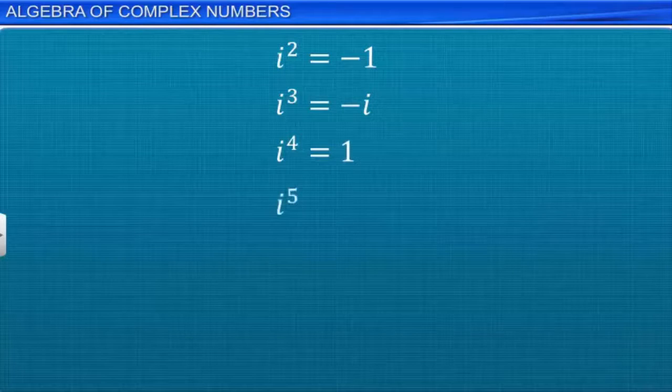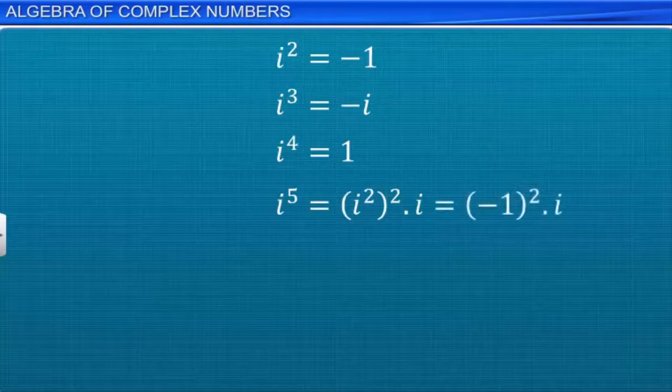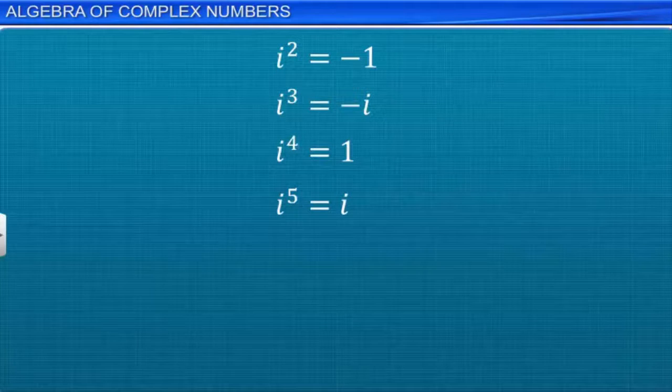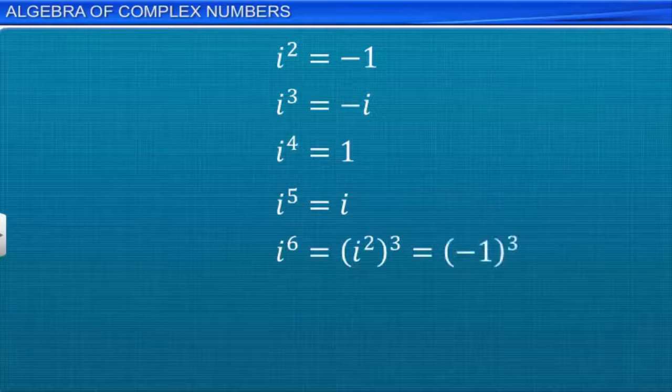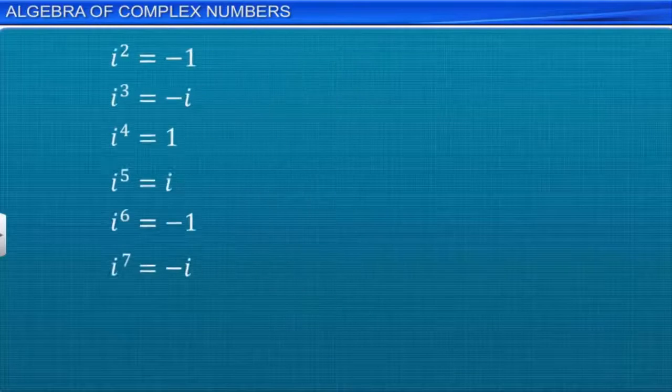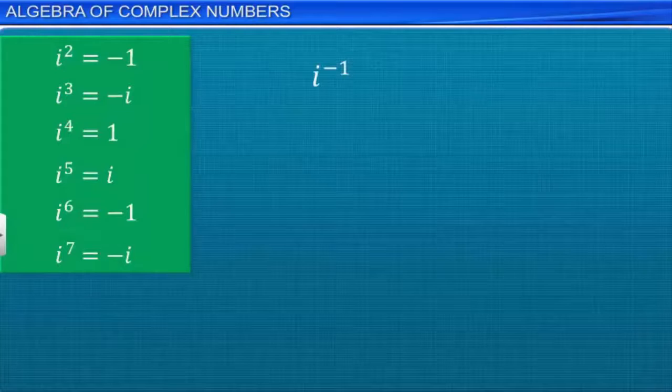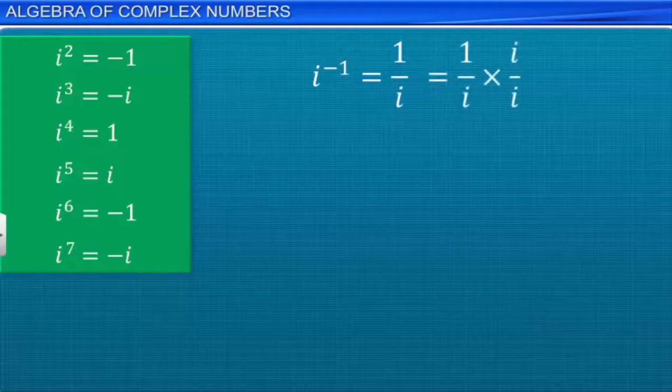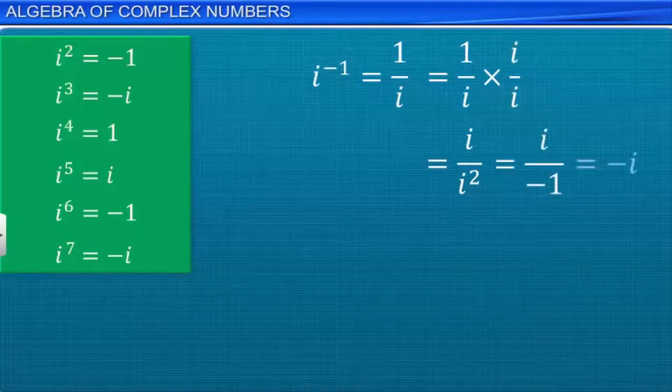i raised to the power 5 is equal to i. Similarly, i raised to the power 6 is equal to minus 1, and so on. i raised to the power minus 1 is equal to 1 divided by i. On multiplying the numerator and denominator by i, we get i divided by i squared. On simplification, we get minus i.